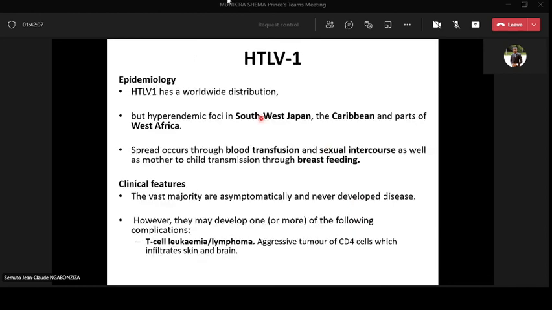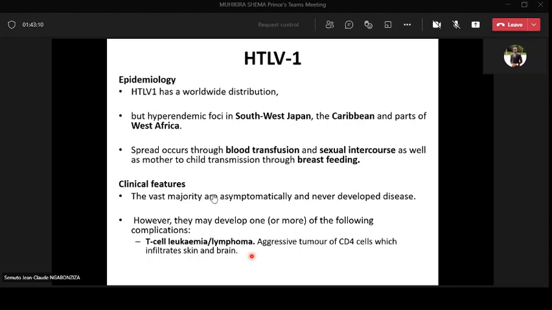So HTLV-1 has worldwide distribution, with more hyper-endemic foci in southwestern Japan, the Caribbean, and West Africa, and it spreads generally by blood transfusion, sexual intercourse, and breastfeeding. Those are the main ways it is transmitted. As for clinical features, it is mostly asymptomatic and people never develop disease, but sometimes they may develop complications such as T-cell leukemia or lymphoma, an aggressive tumor of CD4 cells which infiltrates skin and brain. So most often it causes no problem, but for some people it can lead to a very severe form of cancer.